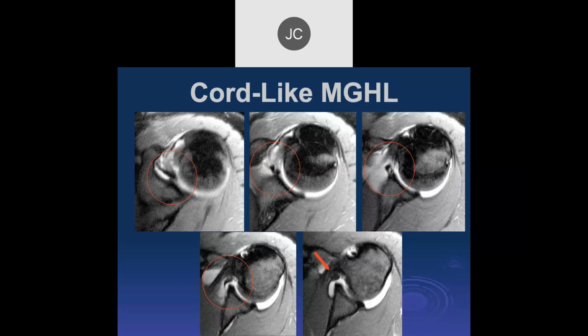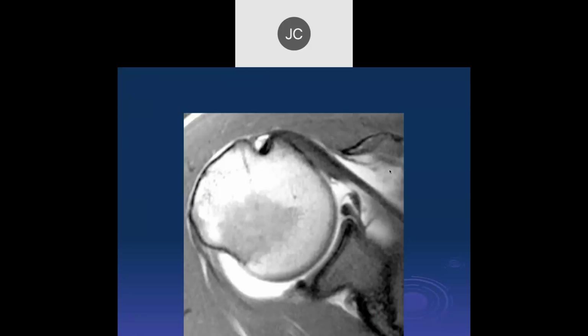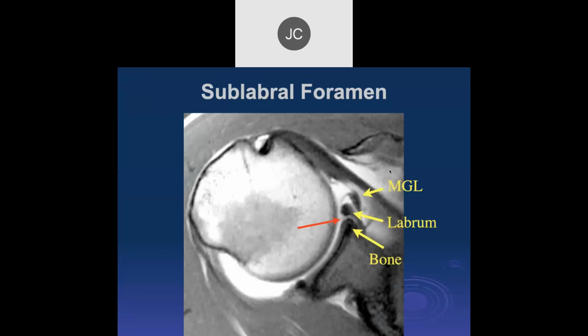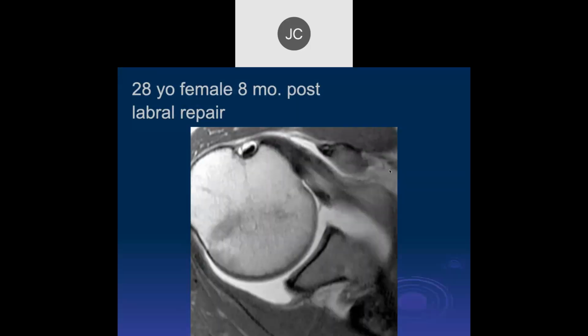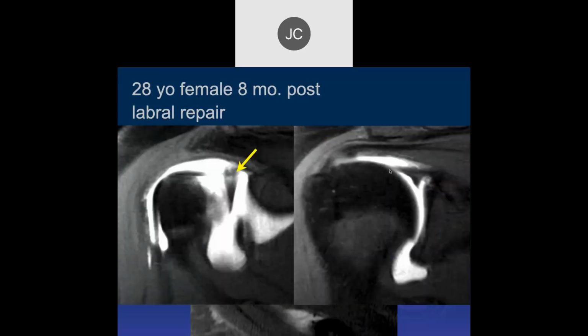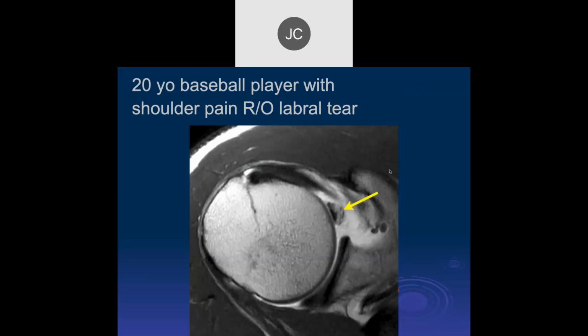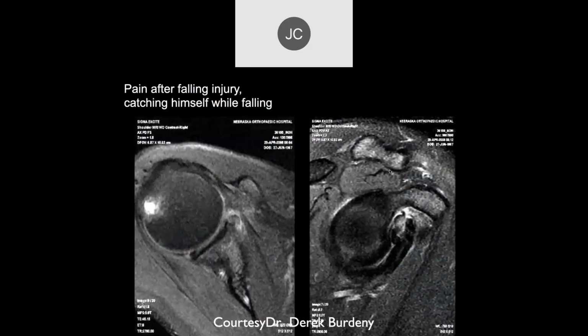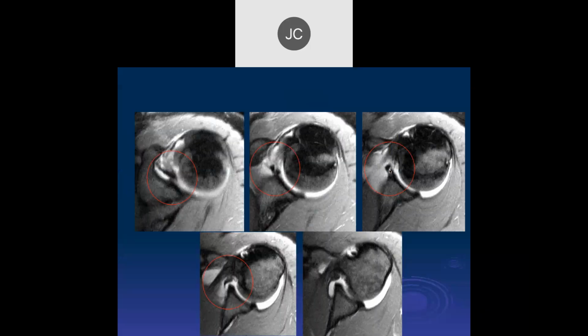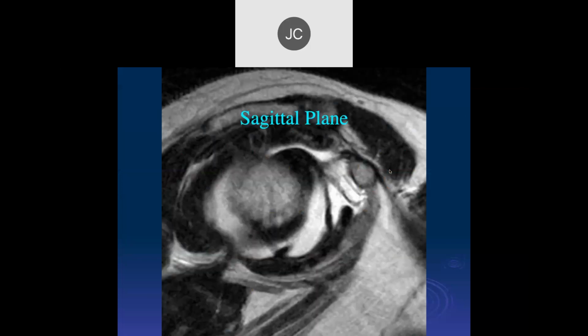And this is the sort of thing you see in a whatchamacallit lesion. Buford complex. Thank you. I got Buford. Hopefully he's not going to listen to this lecture. Yeah. So that's a cord-like middle glenohumeral ligament.